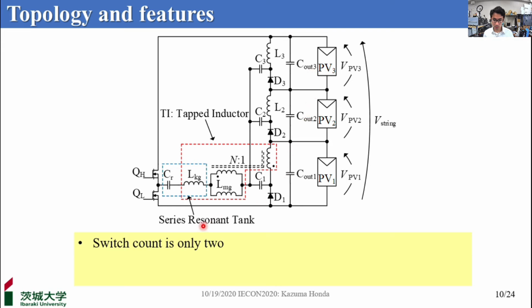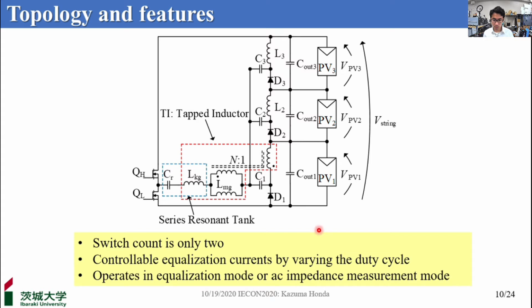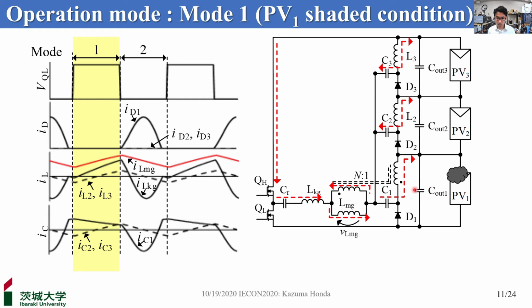The series resonant tank consists of the leakage inductance of the tapped inductor and a resonant capacitor. The DPP converter produces 3 uniform voltages across smoothing capacitors, automatically equalizing the substring voltage. Substring voltages are dependent on the duty cycle of the switches, allowing an AC current injection to substrings by sinusoidally varying the duty cycle. The DPP converter operates in equalization mode or AC impedance measurement mode. This presentation discusses the case of the PV1 shaded condition.